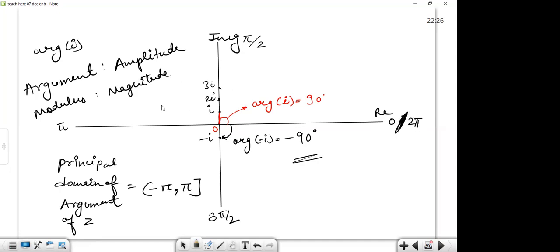Whenever we have to find out any complex number's argument, we'll go from here to here, but not ahead of pi, because our principal domain does not allow us to go further. So if any complex number is lying below the real axis, then we'll go in the clockwise direction and find out the argument. That's how this principal domain is defined.